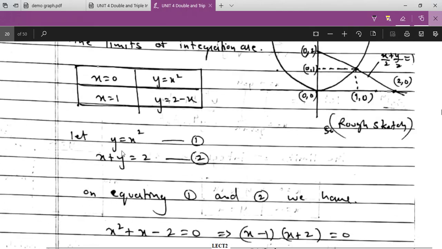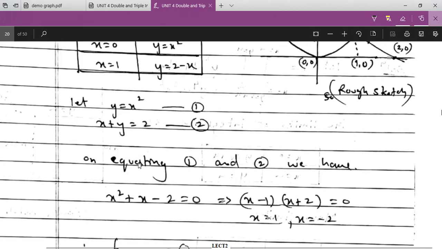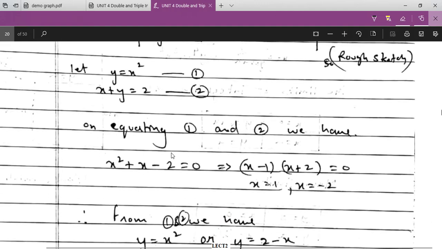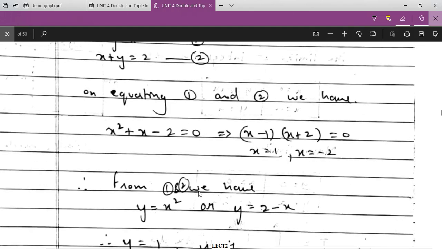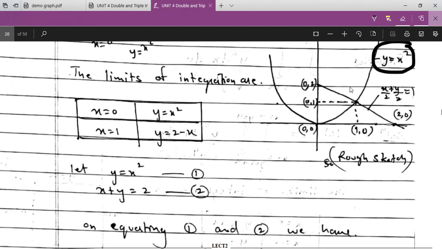Fine, y is equal to x square and x plus y is equal to 2. Then see, on equating 1 and 2, this is a quadratic equation. If I substitute x square in place of y, it becomes x square plus x minus 2, so x equal to 1 and x equal to minus 2. This minus 2 I won't include, okay, because I do not have a common region of intersection, right?